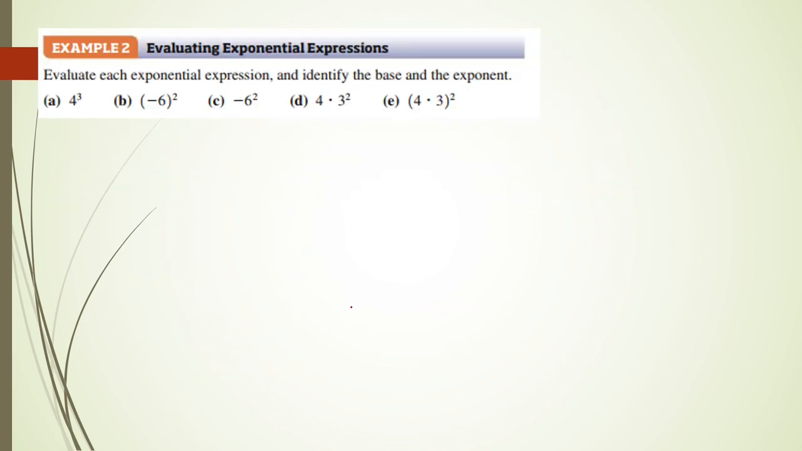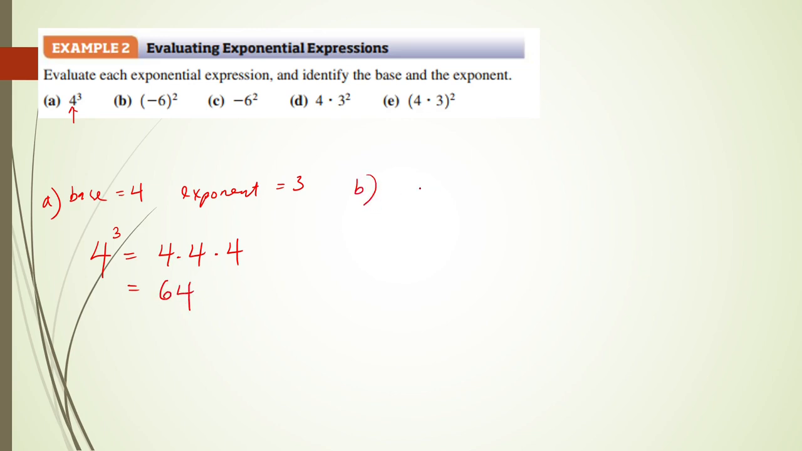Example 2, evaluate the exponential expressions. Evaluate each exponential expression and identify the base and the exponent. For part A, the base is going to be equal to 4, and the exponent is equal to 3. So we have 4 raised to the 3rd power, and that's equal to 4 times 4 times 4, and we can simplify that with a calculator. That's just 64.